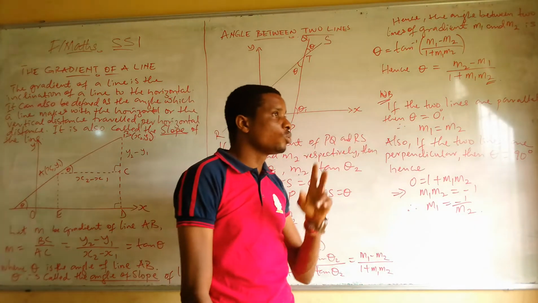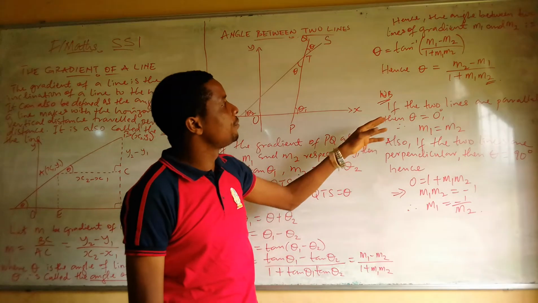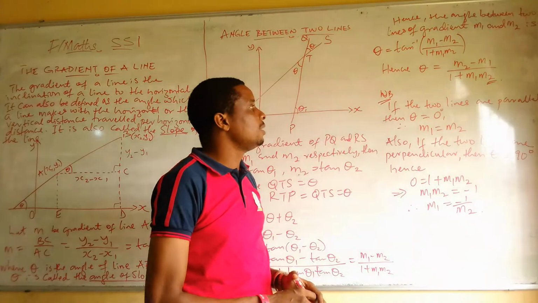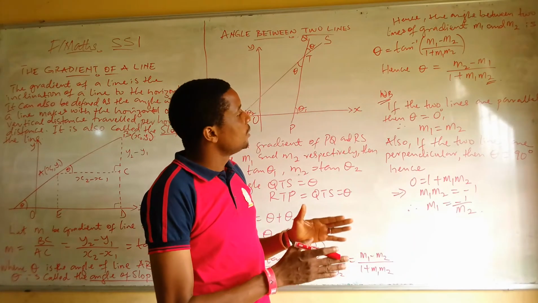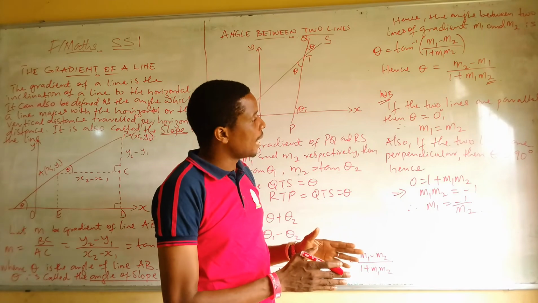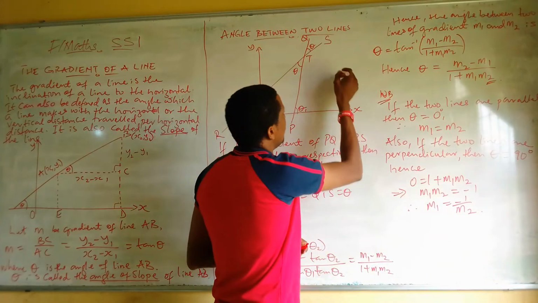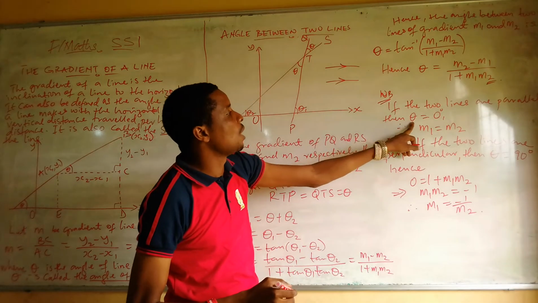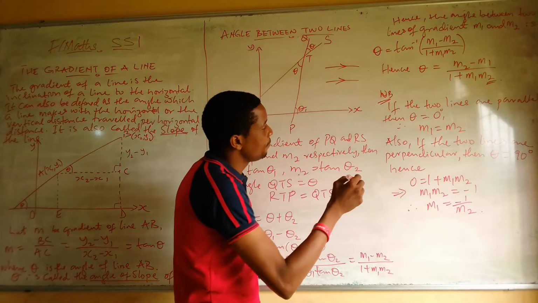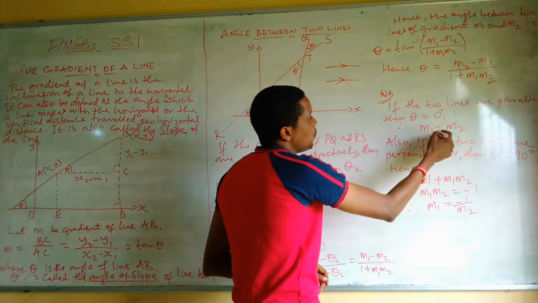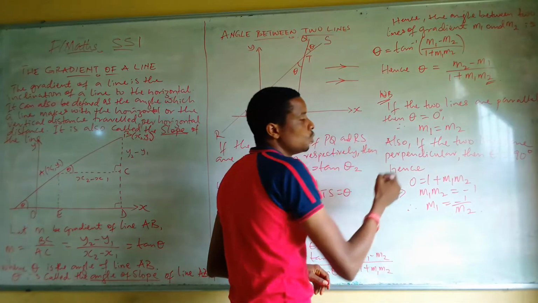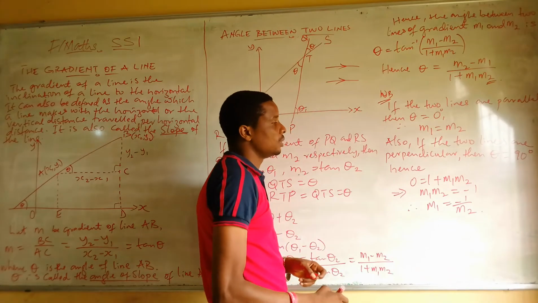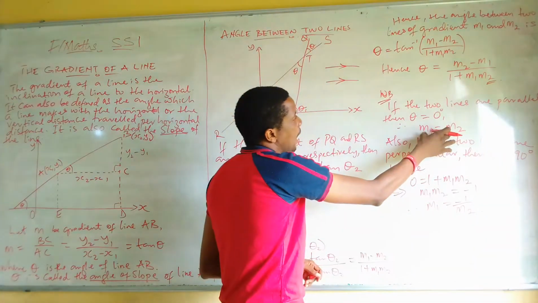Now, it is important to note two things. If the two lines are parallel, that means the angle between them is 0. That is, the lines are like this, parallel lines. These lines are parallel. That means our theta will be what? 0 degrees. But if they are parallel, then we have our M1 equal to M2. The gradient of the first line will be equal to the gradient of the second line, if they are parallel.